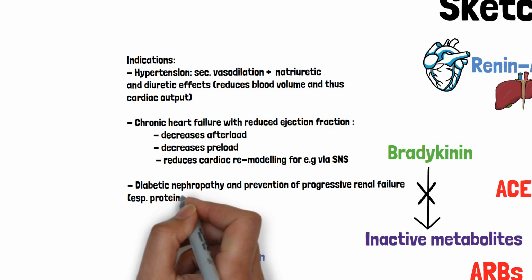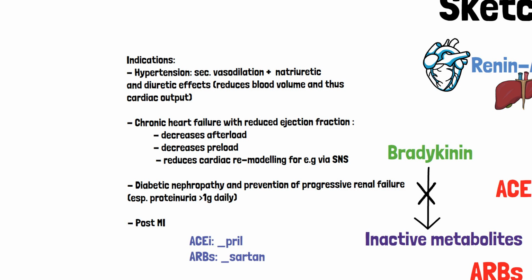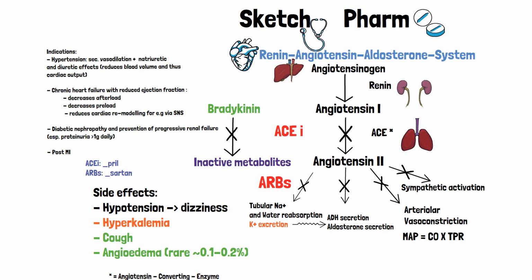This is particularly in the case of patients with proteinuria greater than 1 gram a day. They're also used in the setting of patients that are post-myocardial infarction, as this has some secondary preventive effects. That's a quick overview of the RAAS system and the ACE inhibitors and ARBs.